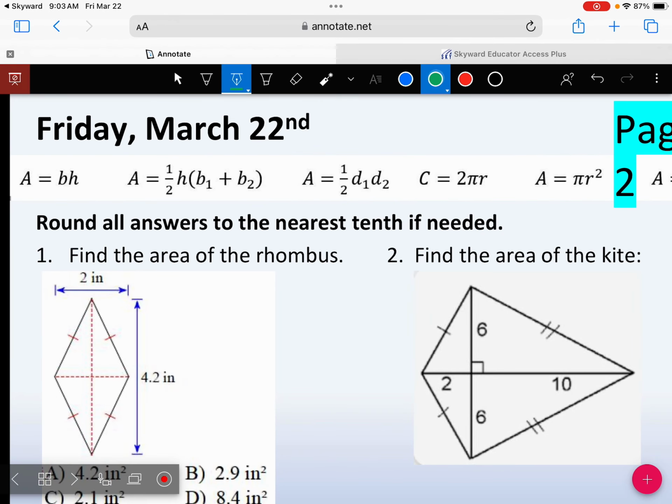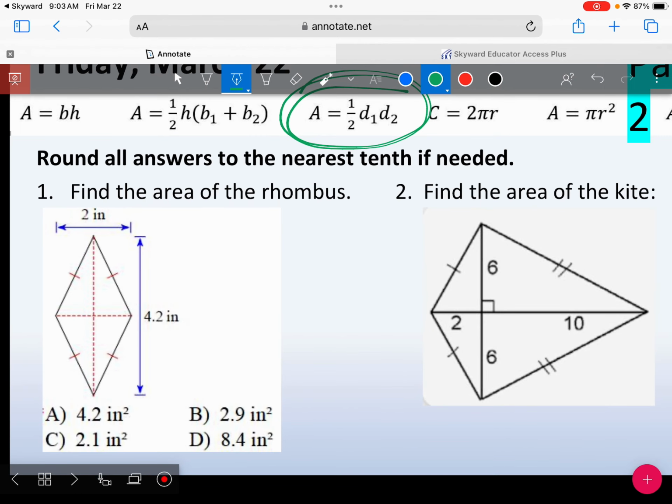All right, so this is the formula we worked with yesterday. And we use this formula for a kite or a rhombus. So go ahead and try to do number 1. Figure out what is the area of the rhombus for number 1.